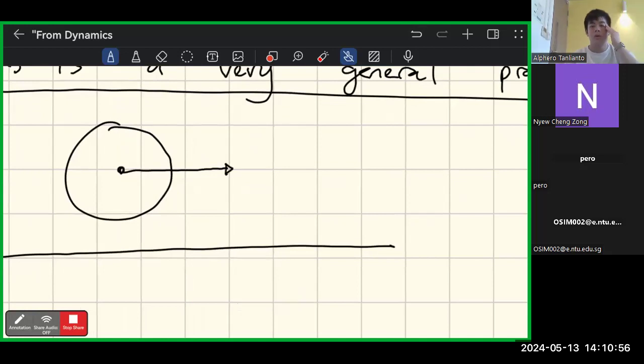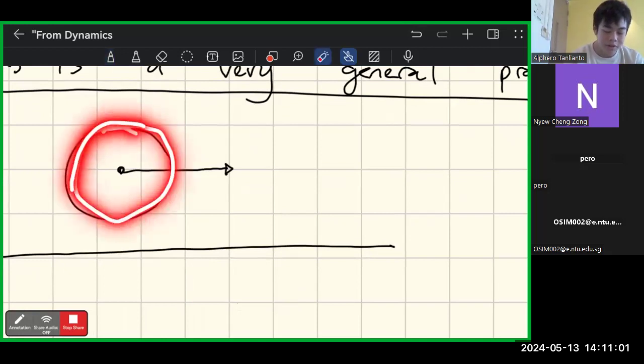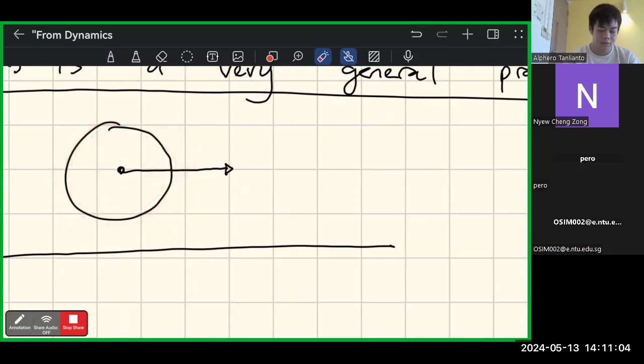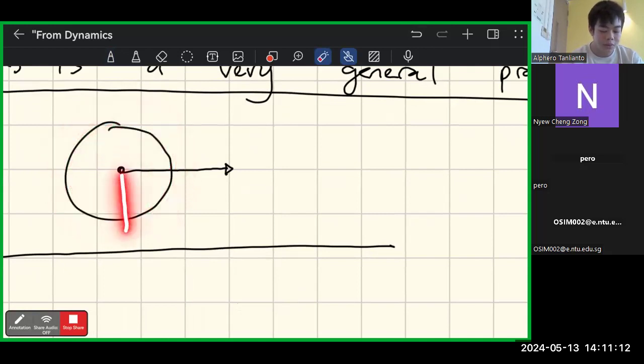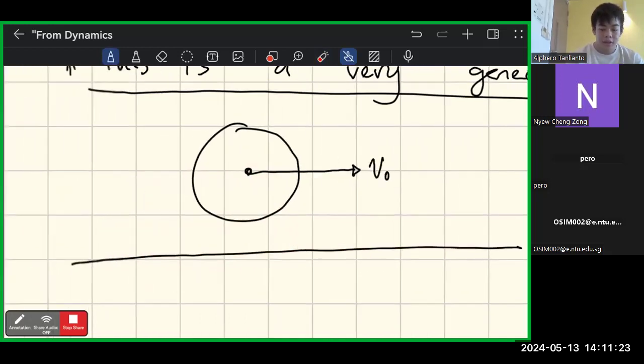So, let's say this is a cylinder. This is a plate. Let's say this is a plate, and it falls to the ground. It just falls to the ground, but it has an initial horizontal velocity, v naught, and it has an initial angular velocity, omega naught.